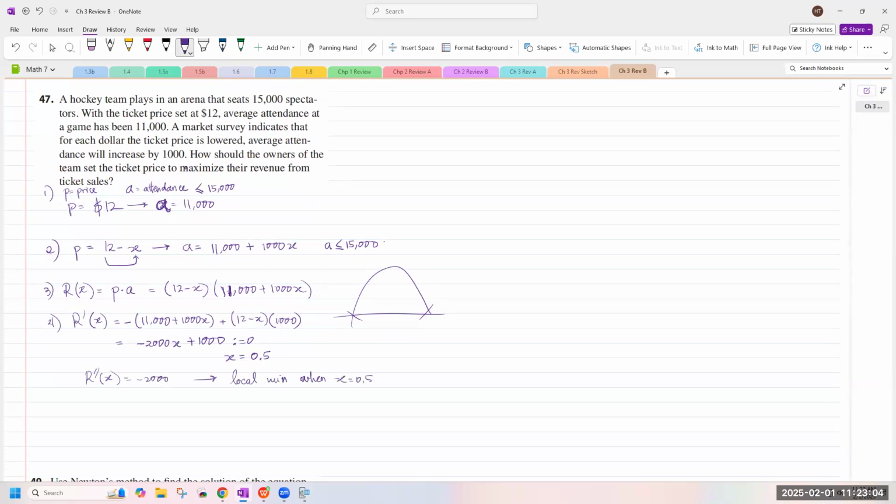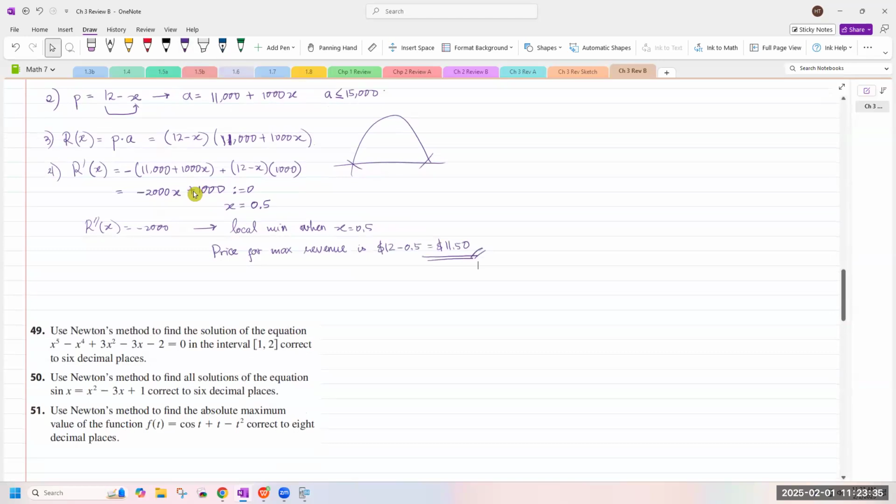Okay, therefore the price for maximum revenue is, so you reduce the price by $0.50. So $12 minus 0.5, that's $11.50. That's the one that gives us the best revenue, the maximum revenue.